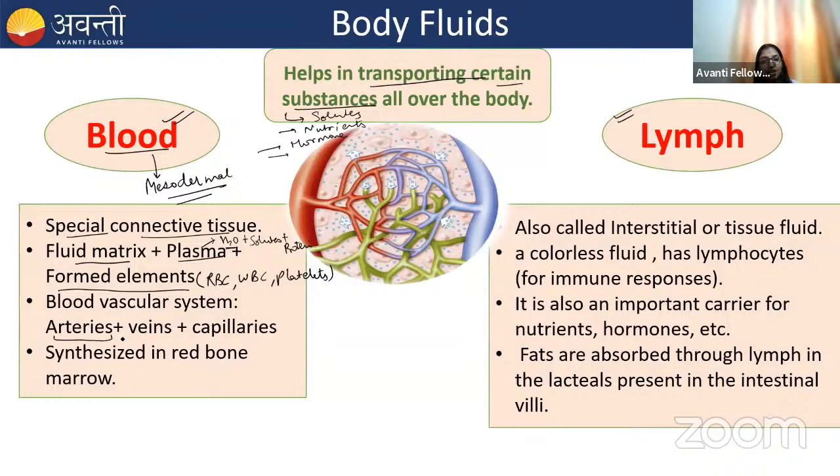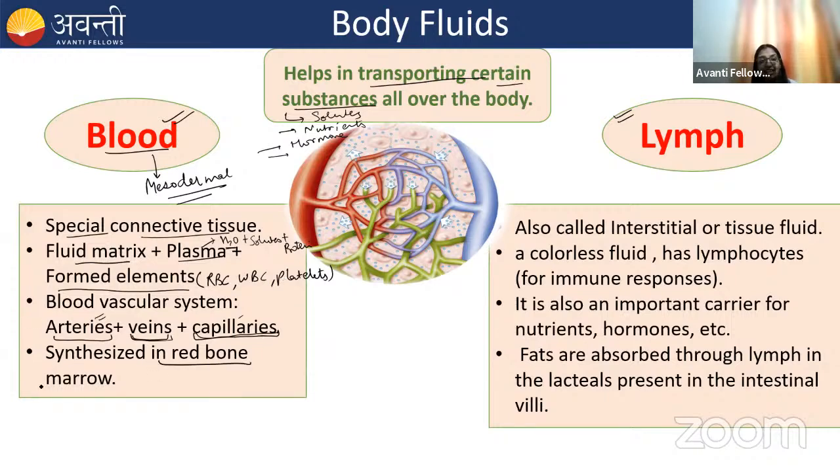Now, the blood vessels are composed of arteries, veins, and capillaries. Arteries usually carry oxygenated blood, except the pulmonary artery, which carries deoxygenated blood. Veins usually carry deoxygenated blood, except the pulmonary vein, which carries oxygenated blood. And capillaries are thin and have a single layer of endothelium. These capillaries help in forming a close network between the arteries and the veins.